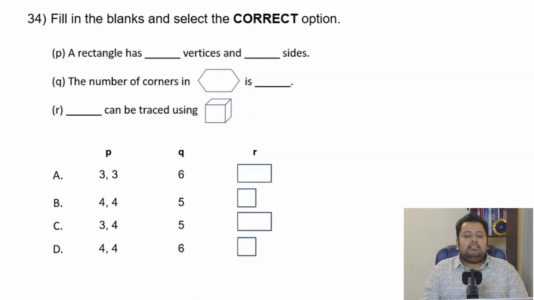Dash can be traced using this, correct? So, what can be traced to get a cuboid, right? So, pause the video, solve it first, and then look at the solution.